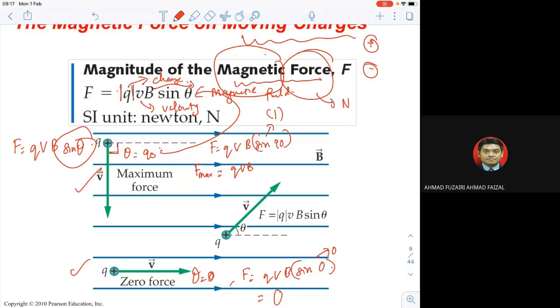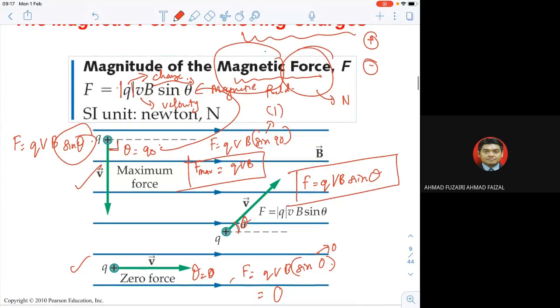And then if we have a general theta, this is where you get QVB sine theta. Remember, we can use F equals QVB if the situation is theta equals 90. But if theta is another angle, then you should use the equation QVB sine theta. While if theta is 0, meaning that the velocity and the magnetic field are parallel, then the force is 0.